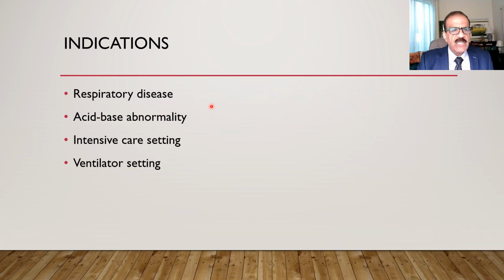Now, these are some of the indications. The actual list may be longer, but almost all respiratory diseases, when the patient is critically ill, it may be a severe attack of asthma, it may be COPD, it may be respiratory failure, it may be some poisoning due to which the patient has respiratory depression, or any acid-base abnormality. In acid-base abnormality, we measure blood gases, and one of the things which we measure is oxygen, carbon dioxide, but we also measure various electrolytes.